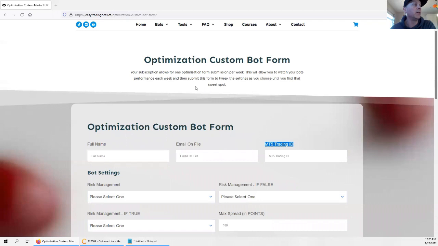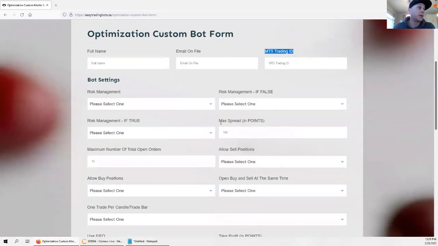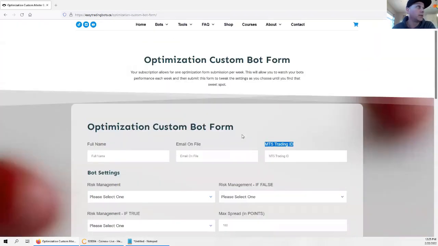And you can fill this in once per week to optimize your bot. And it's probably not something you're going to do every week, maybe for the first month or two, if you're testing things out. But that's basically all there is to the optimization and bot settings forms when you get set up.